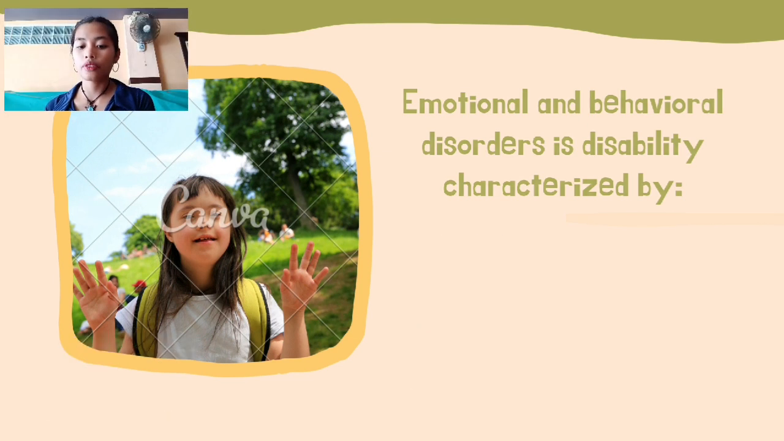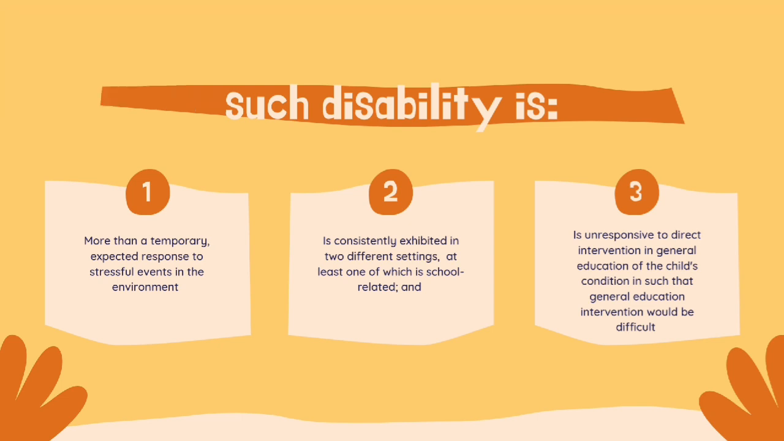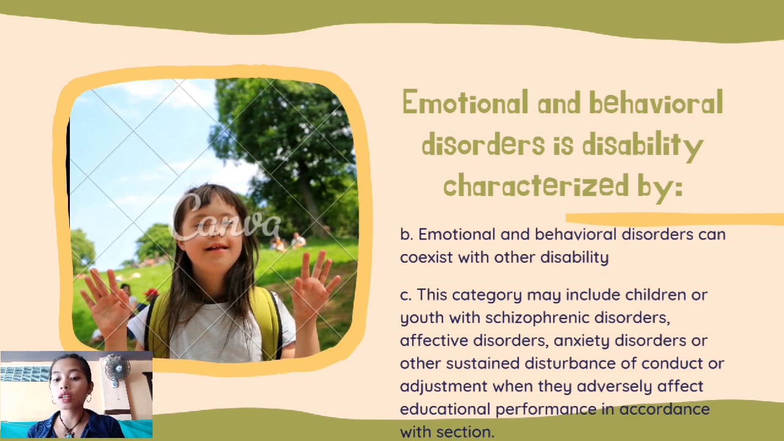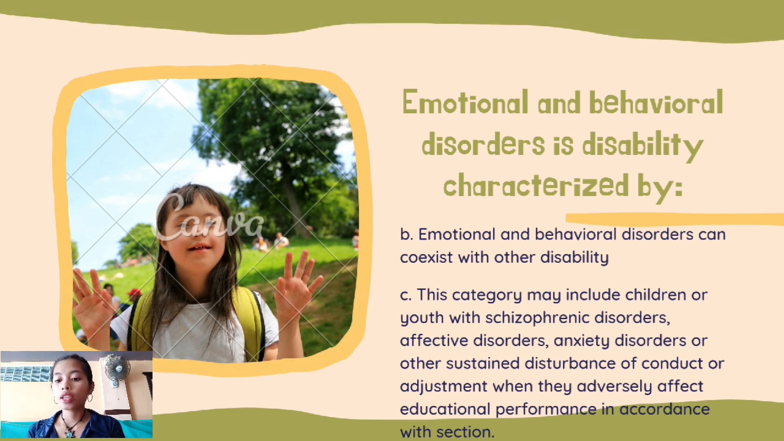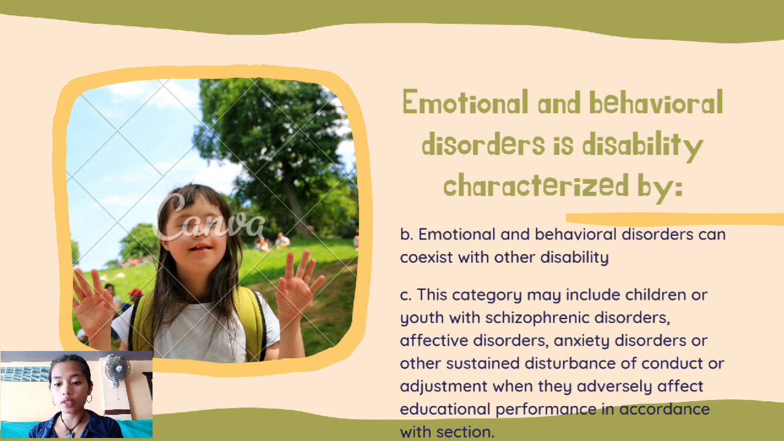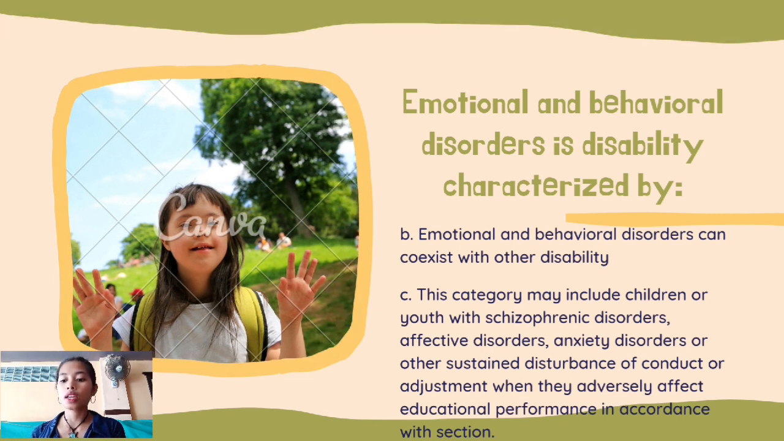Such disabilities are, first, more than a temporary, expected response to stressful events in the environment. Second, consistently exhibited in two different settings, at least one of which is school-related. And third, unresponsive to direct intervention in general education, or the child's condition is such that general education intervention would be difficult. The second characteristic is that emotional and behavioral disorders can coexist with other disabilities. Third, the category may include children or youth with schizophrenic disorders, affective disorders, anxiety disorders, or other sustained disturbance of conduct or adjustment when they adversely affect educational performance in accordance with the section.